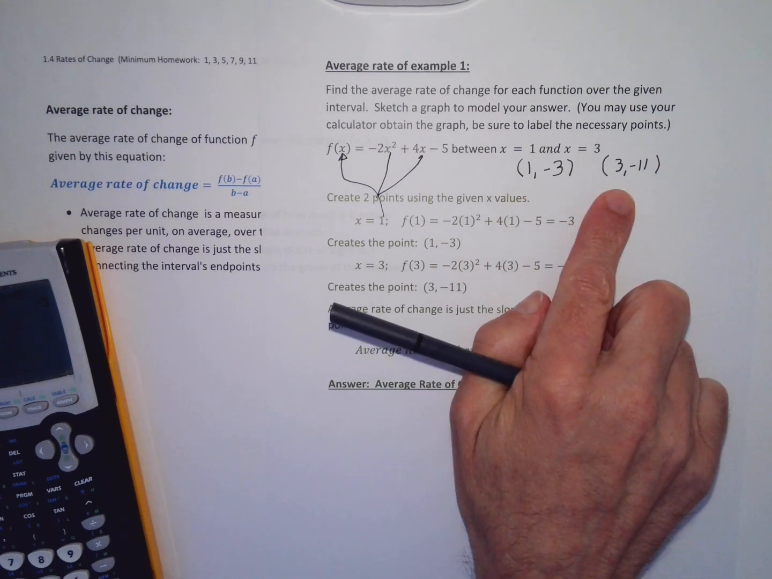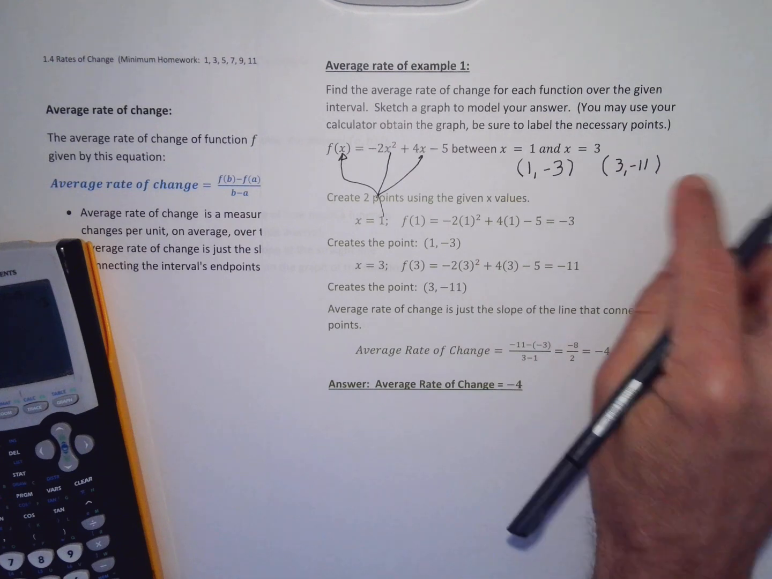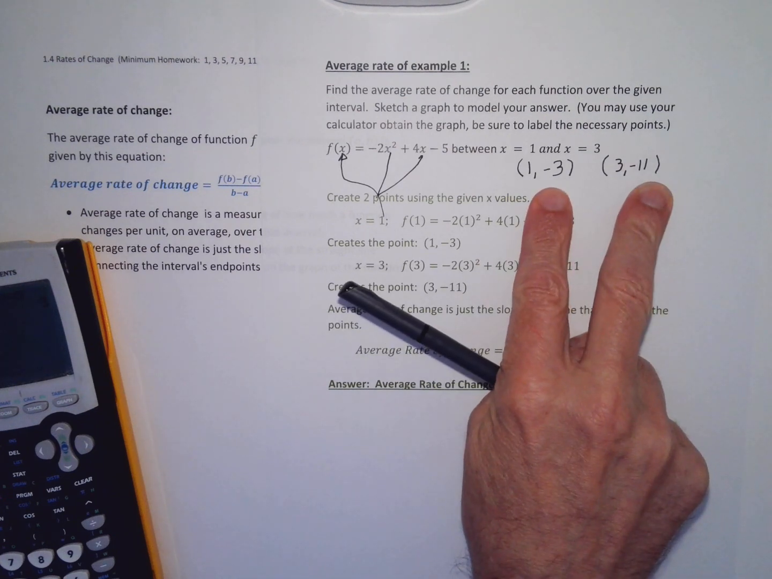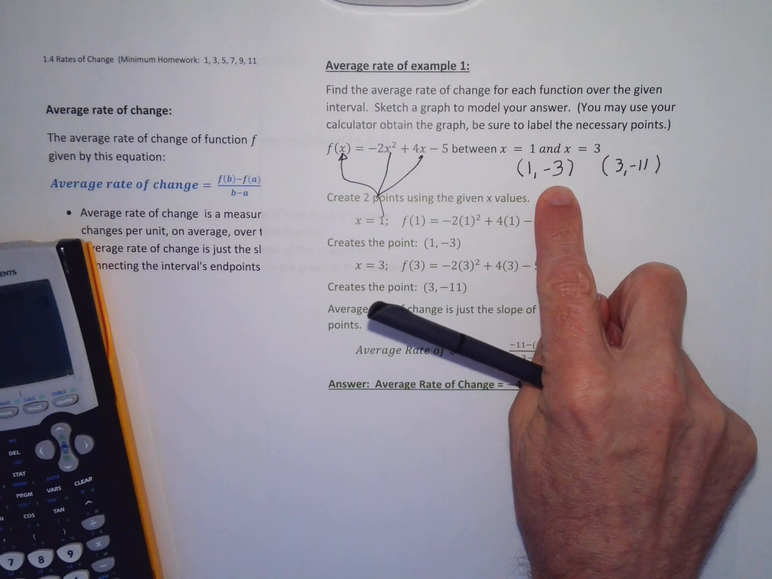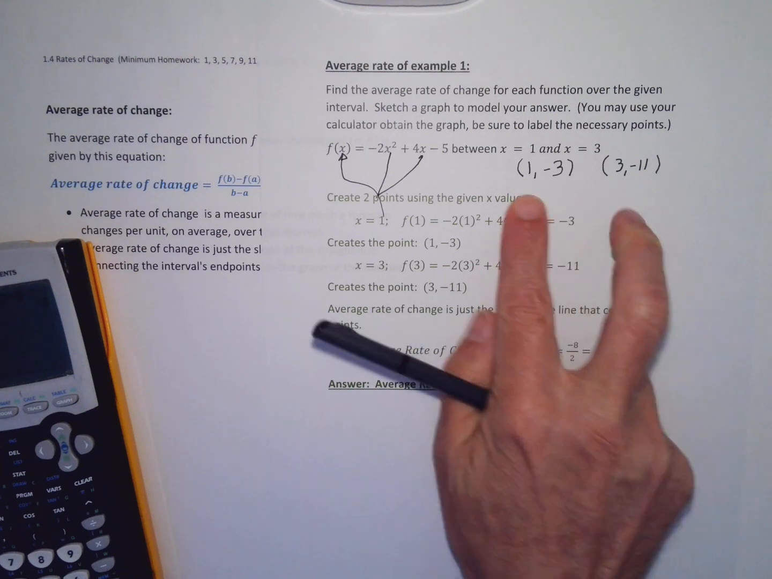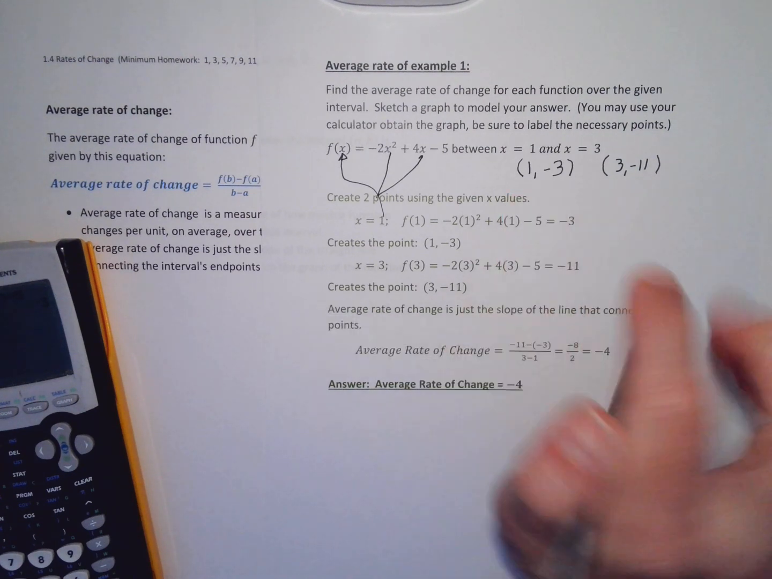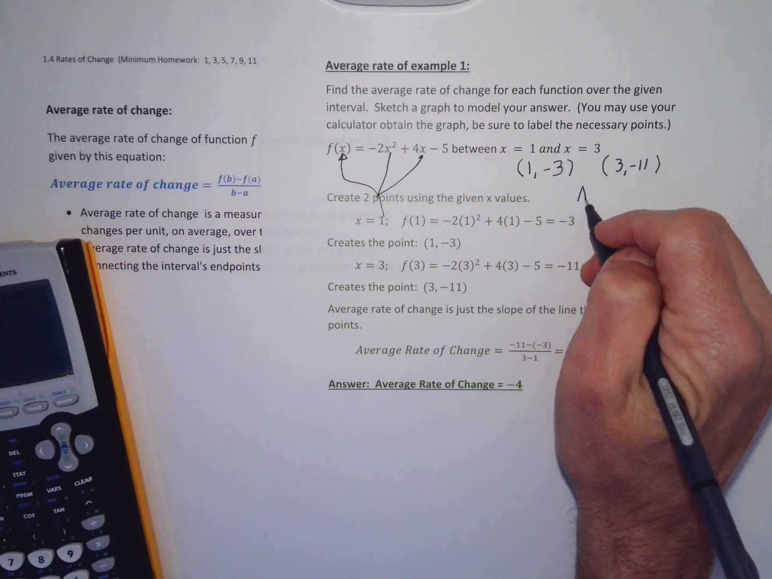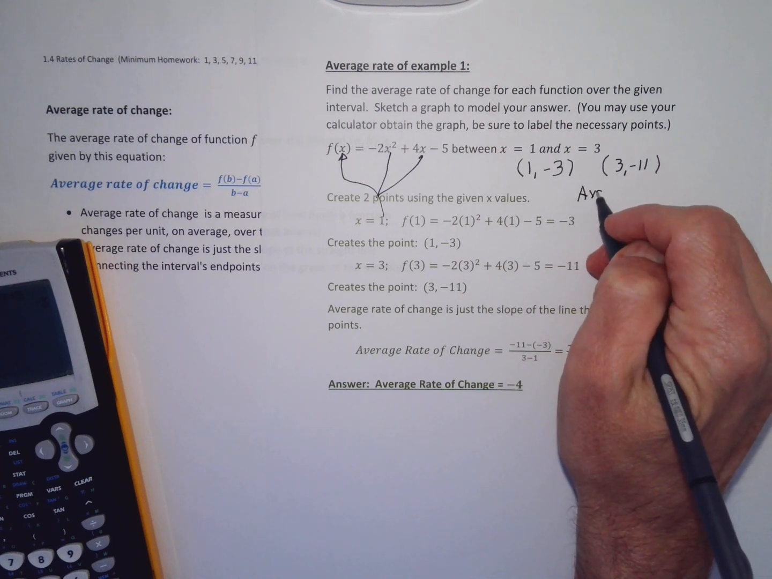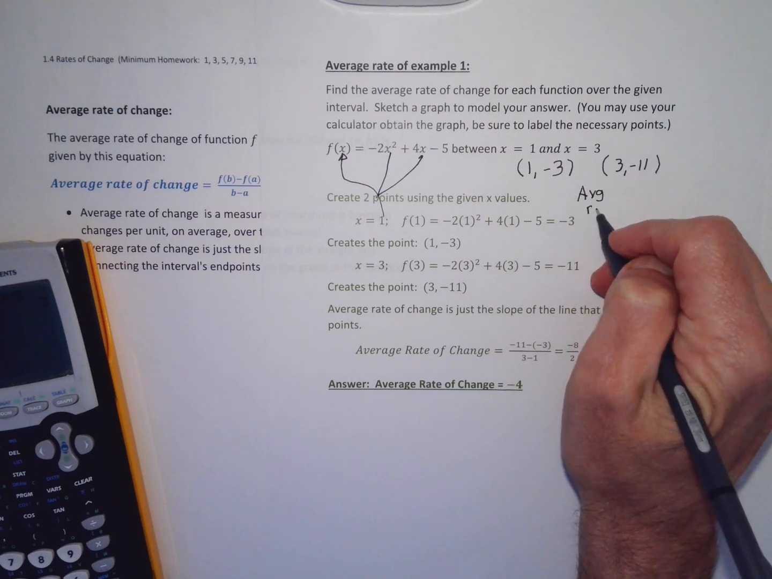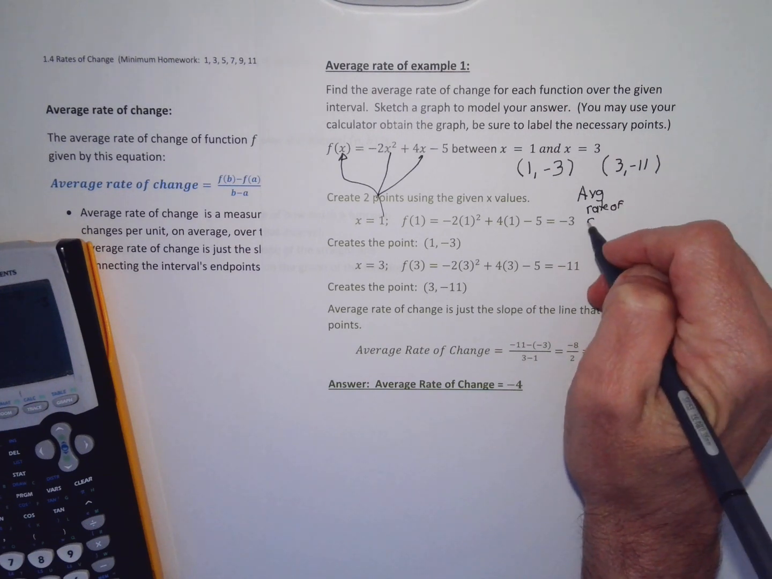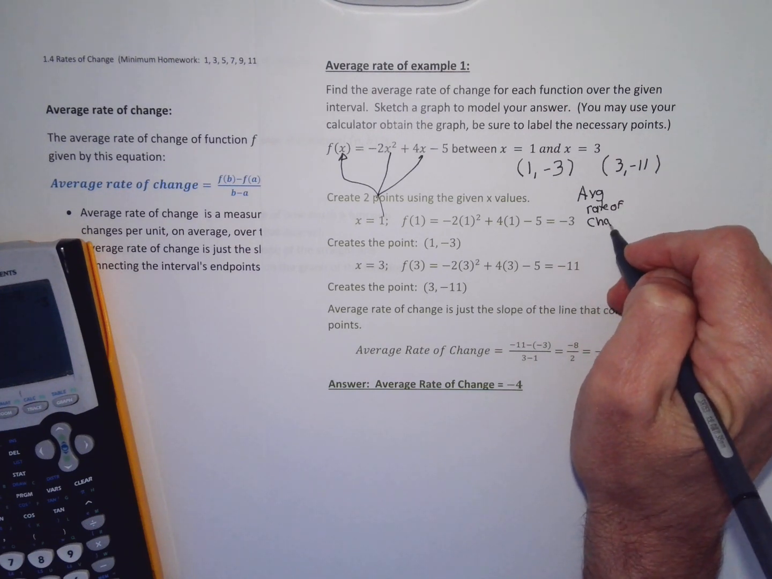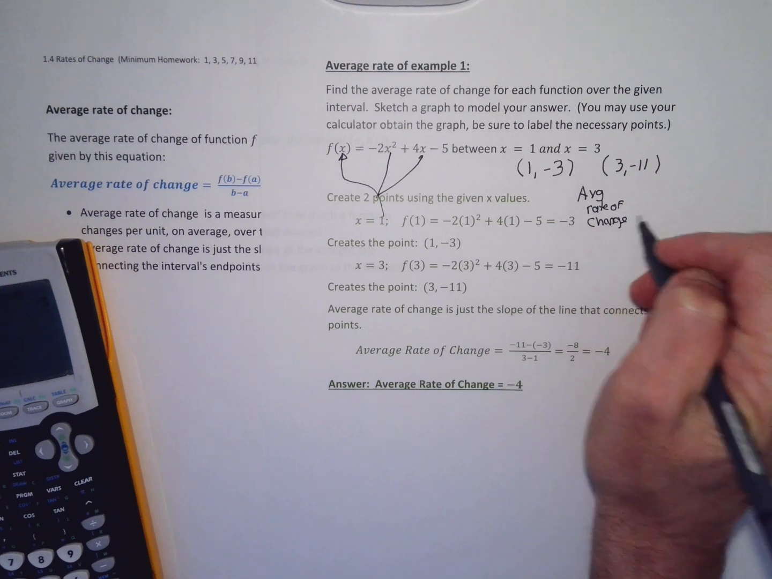And because average rate of change is just the slope, I'm going to subtract the y's in the numerator, the y coordinate of the second point minus the y coordinate of the first point, in the numerator of the fraction. And then I'm going to subtract the x's in the denominator. So my average rate of change is simply the slope of the line that connects the 2 points that are implied by the instructions.